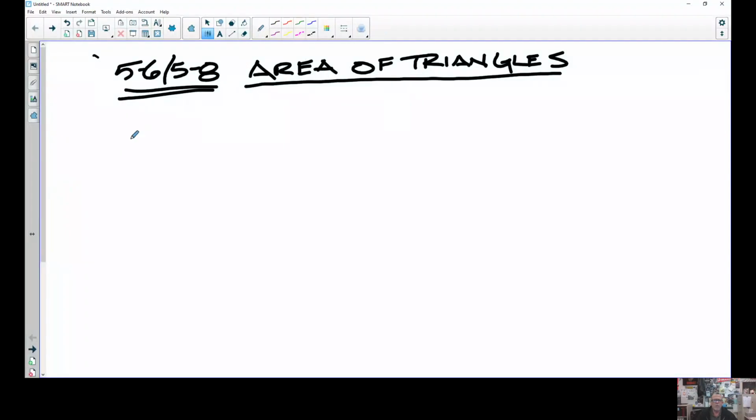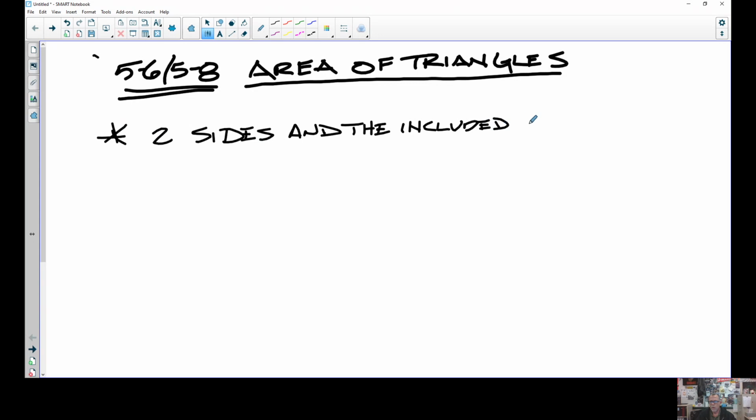And I'm just going to give you the formulas first. And again, they're going to be broken up as to what information you're given. Those three pieces of information, again, that we need about any triangle. So let's look at the first one. First one is if we have two sides and the included angle. All right, so we have that.